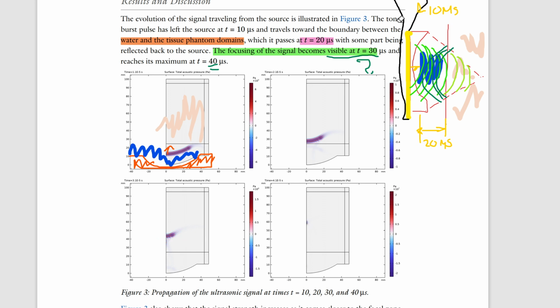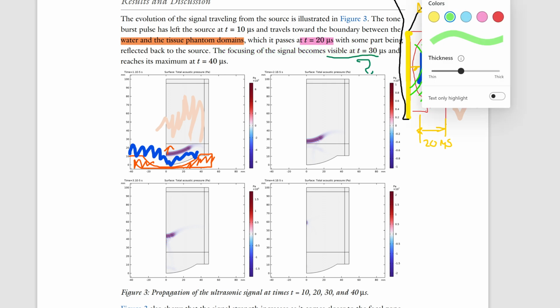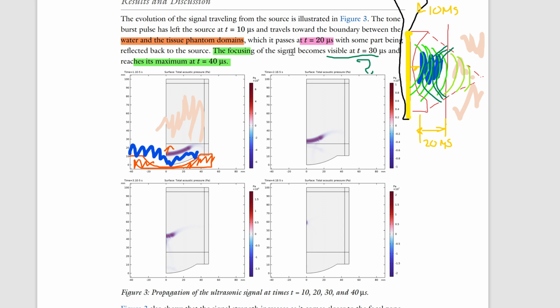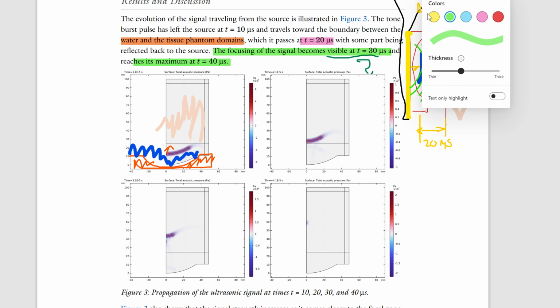Okay, makes sense. And then it says it reaches a maximum at time equals 40 seconds, 40 microseconds. So now we know that. I would put that green. We understand what's happening here. We have focusing happening here. Maximum focusing, smallest point. Let's give ourselves a pat on the back for that.